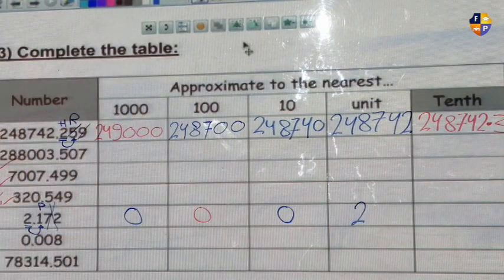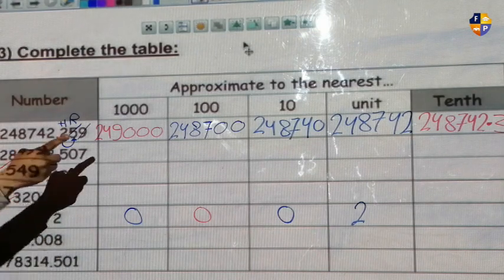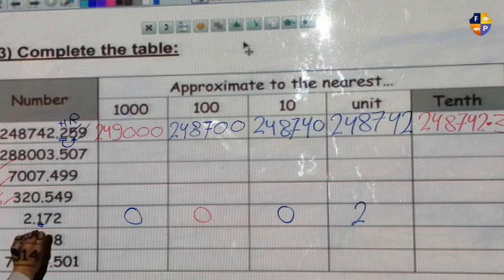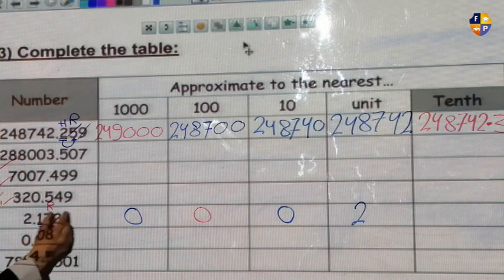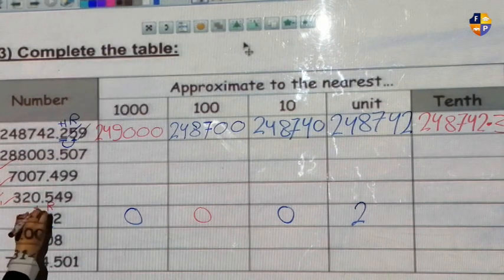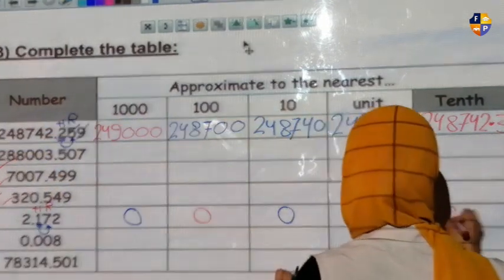And now, lastly, I will approximate it to the nearest tenth. Underline the digit in tenth. Look at the digit before tenth in hundredths place. 7 is rich. So I will cancel all the digits to the right of tenth, then add 1 to tenth and keep the other digits as they are. So it will be 2.2. 1 plus 1 equals 2. 2.2.